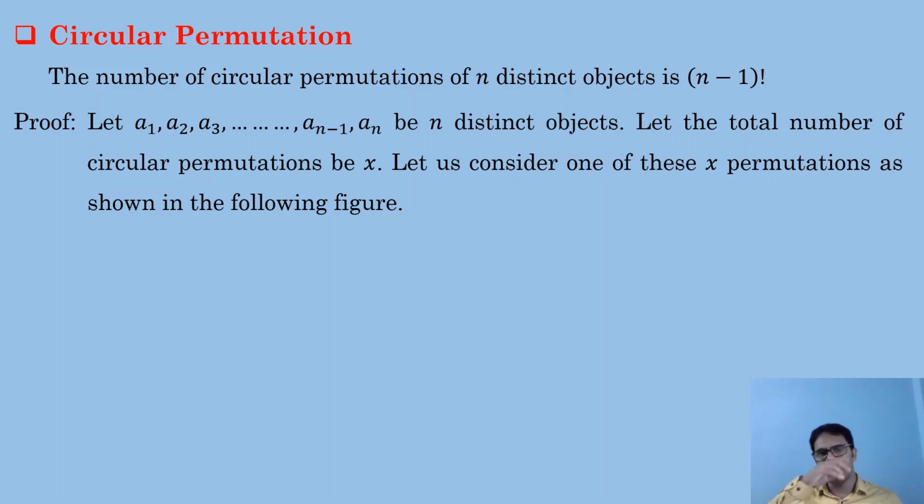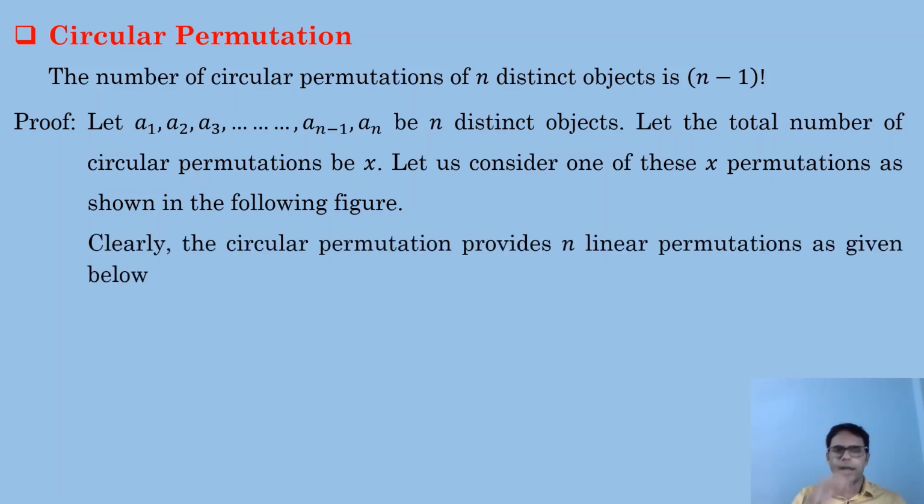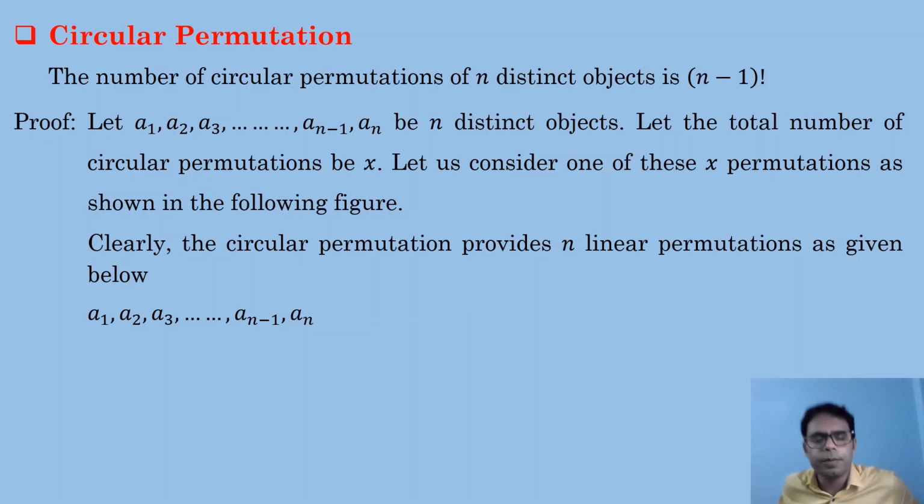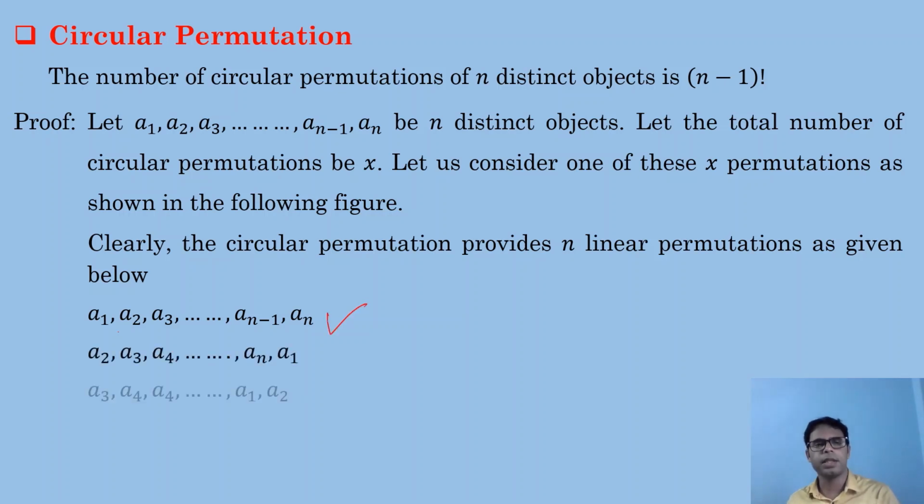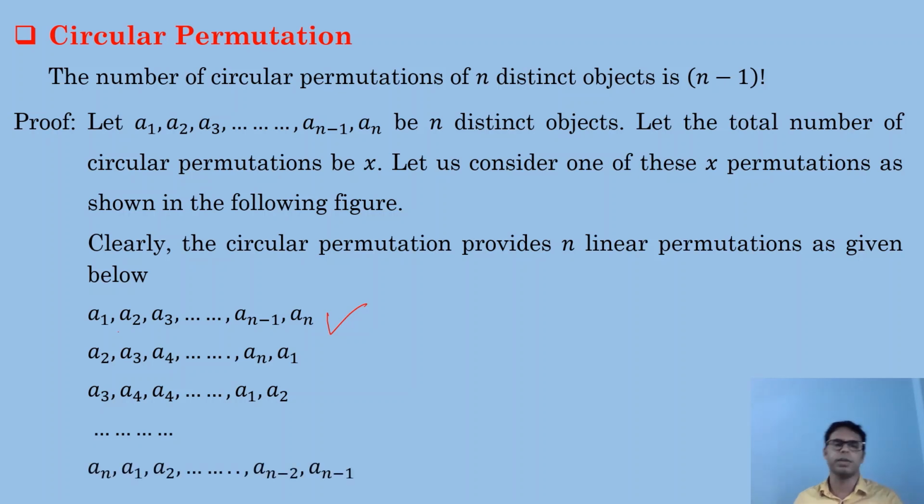So let A1, A2, A3 and so on up to An be the n distinct objects. Let the total number of circular permutations obtained be, say, x. Let us consider any one of these x circular permutations in the figure here. Clearly, from one circular permutation we will get these linear permutations. This is one of the linear permutations I just discussed with you. This is the first linear permutation, then this is the second one, this is the third one, and so on, and this is the last one.